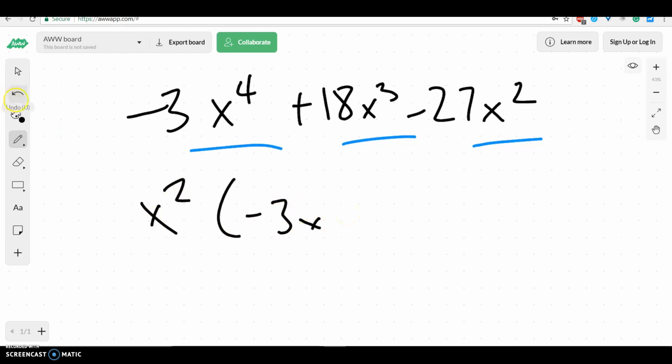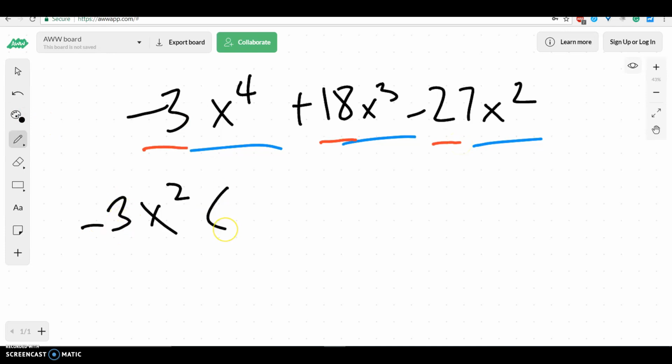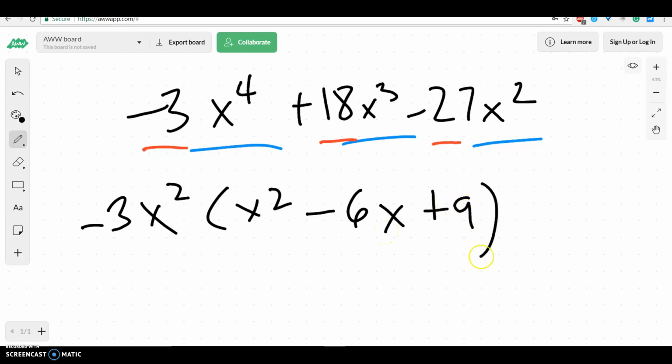Oh, they even share more than that, because not only do they share an x squared, but they also share a negative 3. So let's pull that out too. So we'll pull the negative 3 out. That would just leave us with x squared, that would leave us with minus 6x, and that would leave us with plus 9.